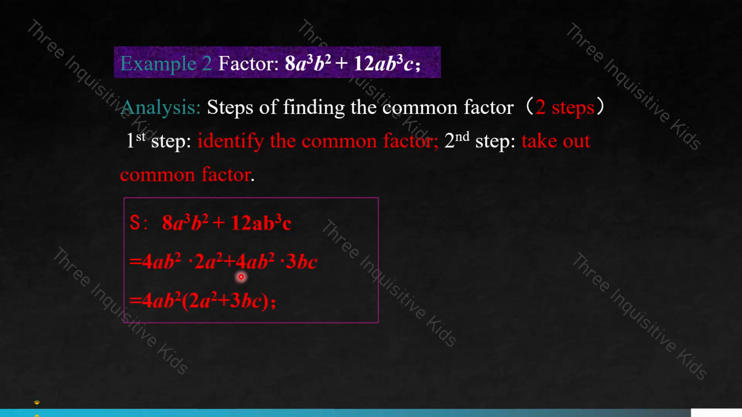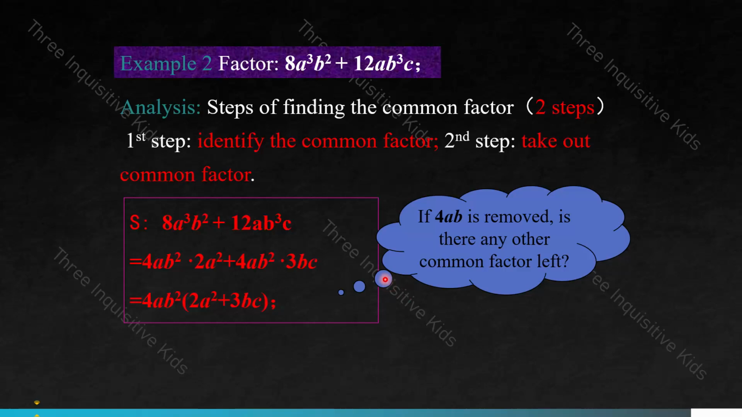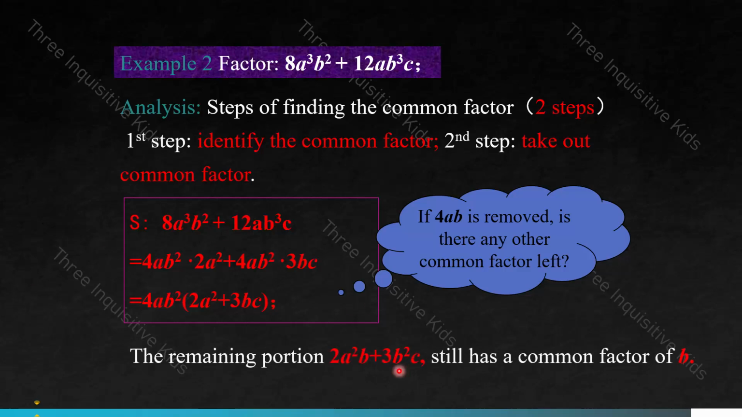Here is our solution. Since we already found out that the common factor is 4ab squared, then we can take that out, and then we have 4ab squared times 2a squared plus 3bc. So if 4ab is removed, is there any other common factor left? You must think, if you just removed 1b and didn't have that squared right there, is there any other common factor left? And if so, you also have to remove that. So when you're removing common factors, you must make sure that you are removing it until there is no more common factor. The remaining portion of this expression still will have a common factor of b.